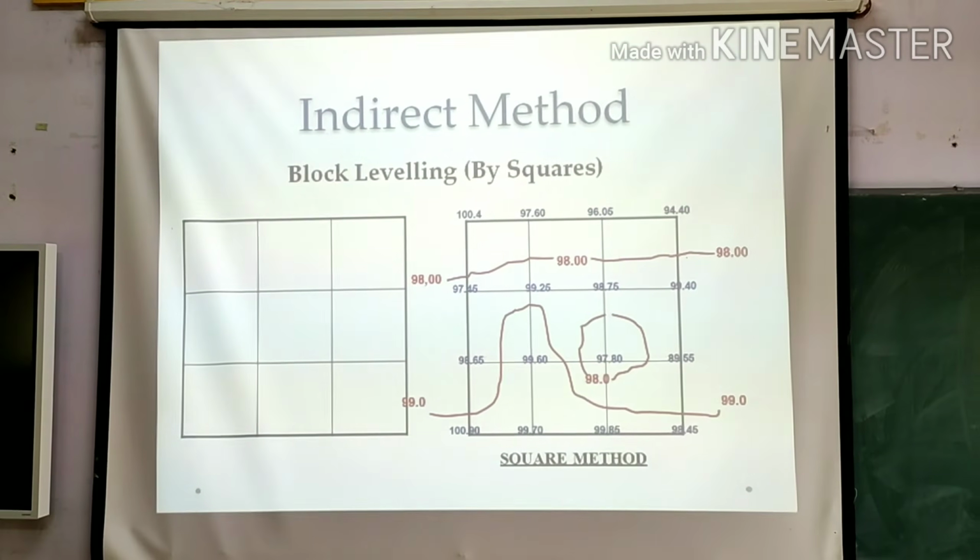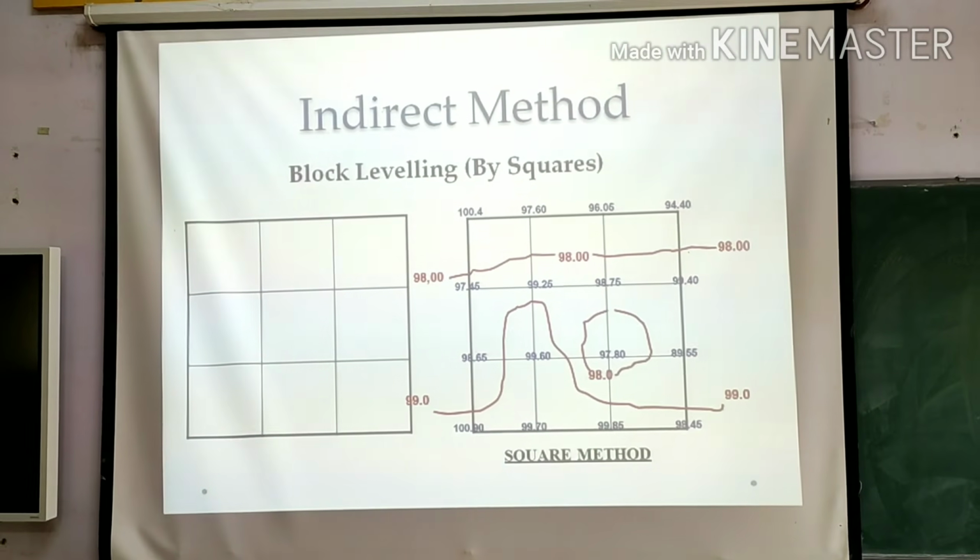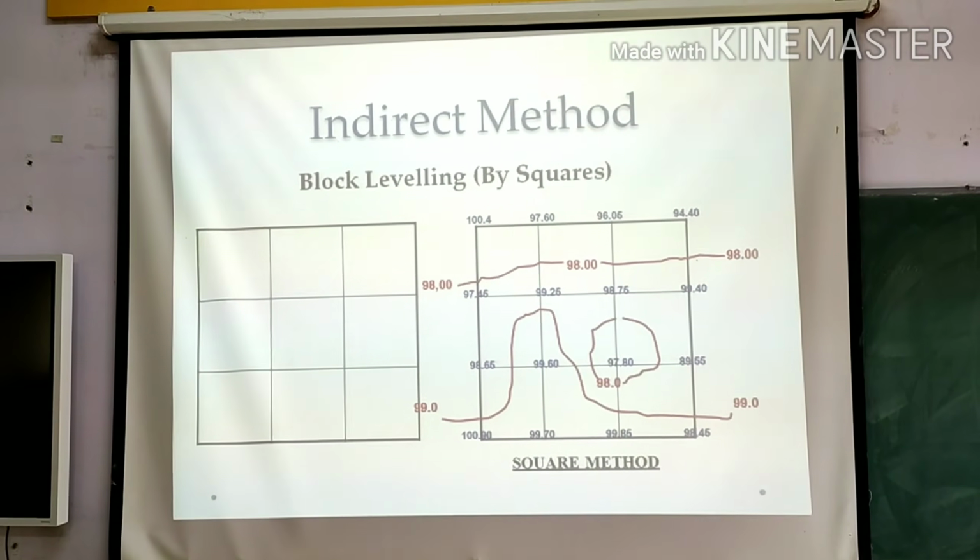There are three different indirect methods. First one is by squares, second one is by cross sections, and the third one is by the tacheometric method.